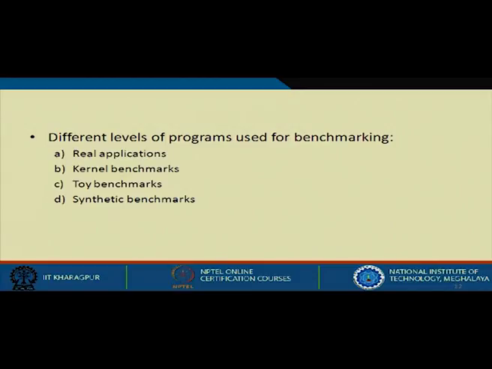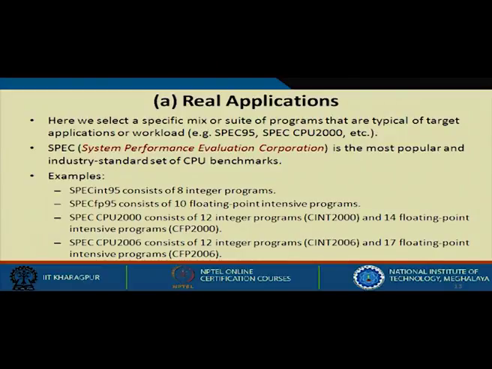So, different levels of programs are used for benchmarking. One is real applications, then kernel benchmarks, some toy benchmarks and some synthetic benchmarks. Let us see an overview of all these things. What are real applications? Here, we select a specific mix or suite of programs that are typical of a large application or workload. Some of the examples are SPEC 95, SPEC CPU 2000 and so on. SPEC stands for System Performance Evaluation Corporation, and this is the most popular and industry standard set of CPU benchmarks.